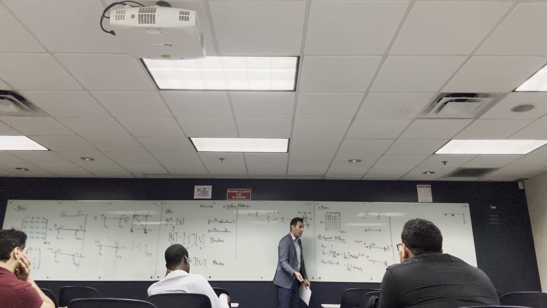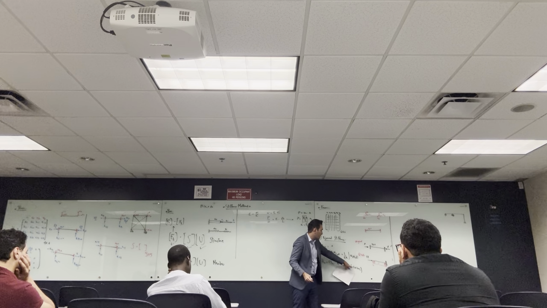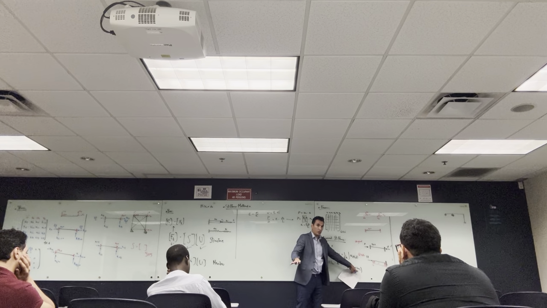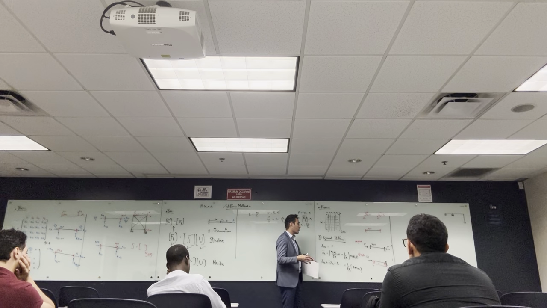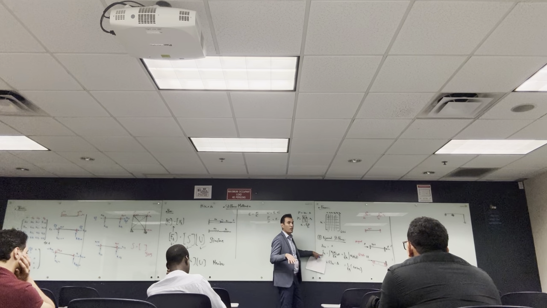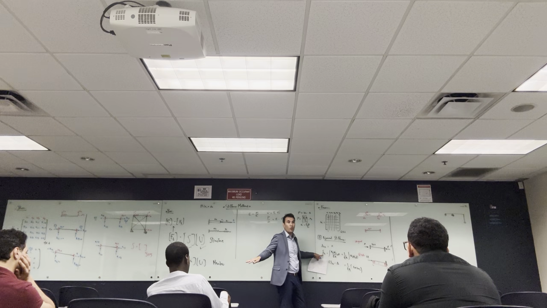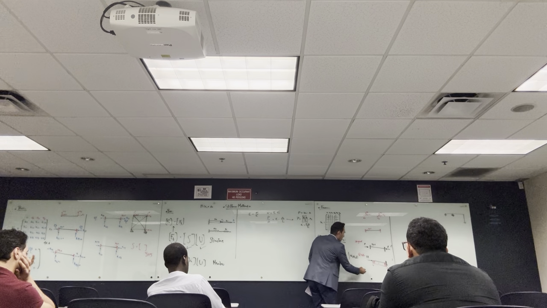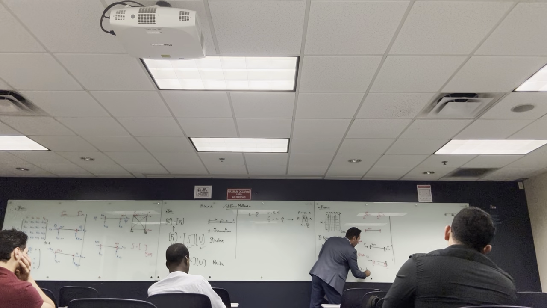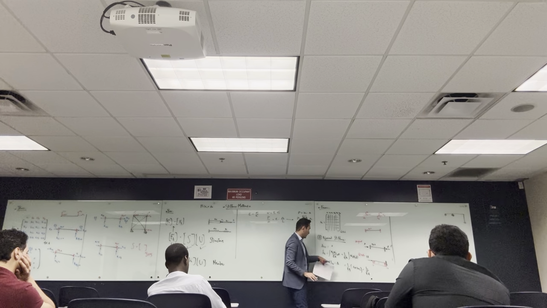Is it positive or negative? It's positive. Why? Because I have negative 1 and negative 1, so it will all be positive. So I don't bother with signs, because I know that delta 1-1 and delta 2-2 are always positive. So when you get them, you'll find that this is equal to L over EA. So we got delta 1-1.